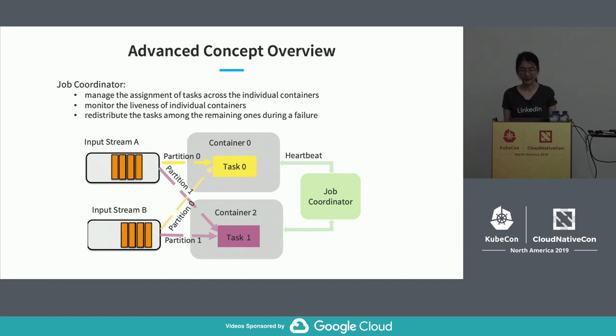Each application also has a job coordinator, which manages the assignment of tasks across the individual containers. The coordinator monitors the liveness of individual containers and redistributes the tasks among the remaining ones during a failure. The coordinator itself is pluggable, so this enables Samza to support multiple deployment options.